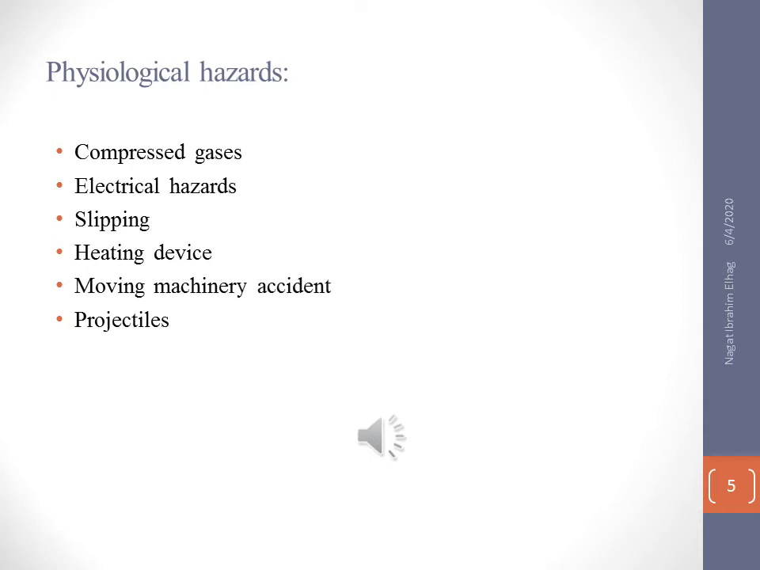Also, moving machinery accidents usually occur from time to time due to machines such as the centrifuge, which is a hazard because it is very dangerous. So you have to know how to deal with this machine to avoid any risk to you while you are working. Projectile refers to any materials that may cause fire in your lab. So you have to be sure about storing your reagents, chemical reagents, or gases in a safe way.